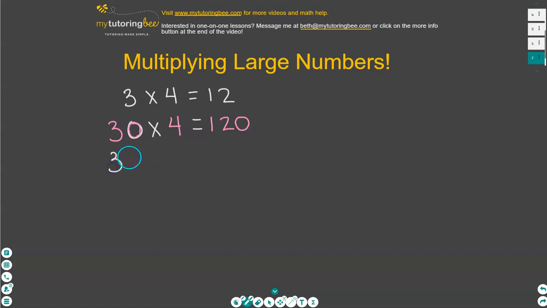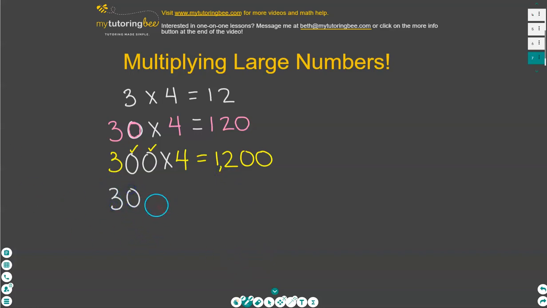What if I wanted to multiply 300 times 4? Well, again, we're going to look at those main numbers, 3 and 4. So 3 times 4 equals 12. And how many zeros do I have? I have 1, 2. So I'm going to add on 1, 2. So my answer is actually 1,200. Now let's extend that even more.